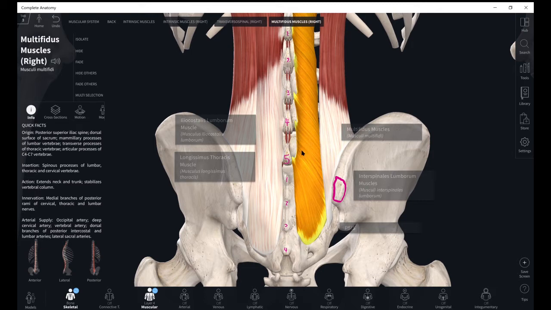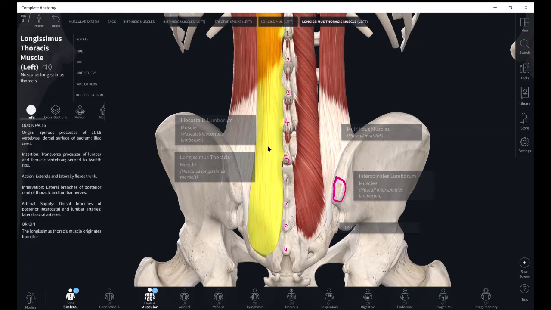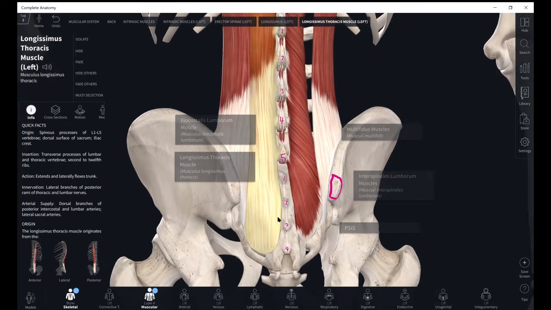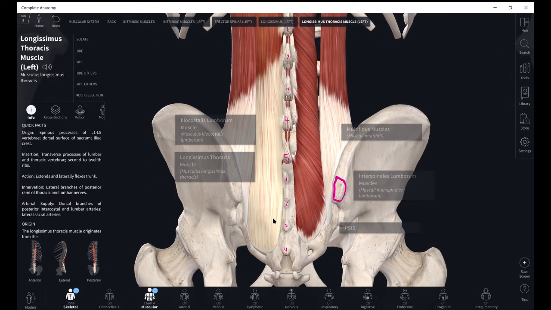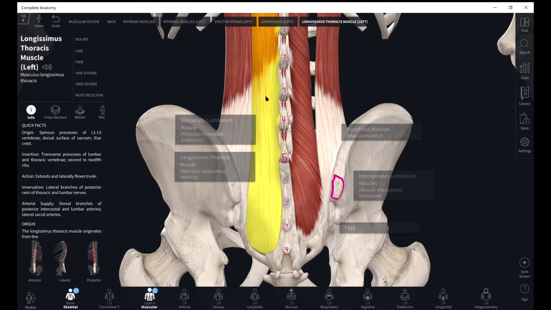The muscle that sits just posterior or superficial to that is the longissimus. This software calls it longissimus thoracis. I was taught longissimus lumborum. Potato. It is the longissimus. And so it has a very similar makeup or footprint in the lumbar spine as does the multifidus, other than it is much more superficial.